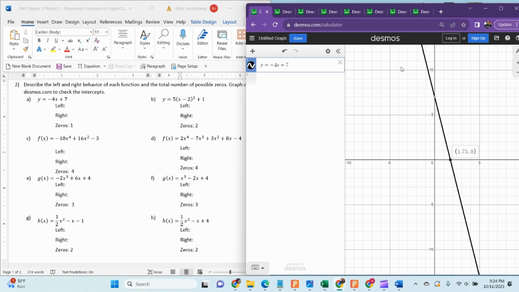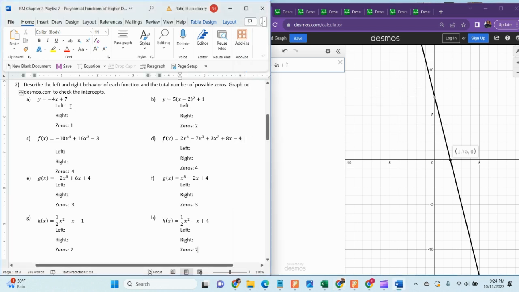The left-hand behavior, when the graph goes to the left, it is going up. And the right-hand behavior, when we go to the right, it is going down. That's because our leading coefficient, the number multiplied to our largest term, is negative, and that means as we go to the right, we go down.